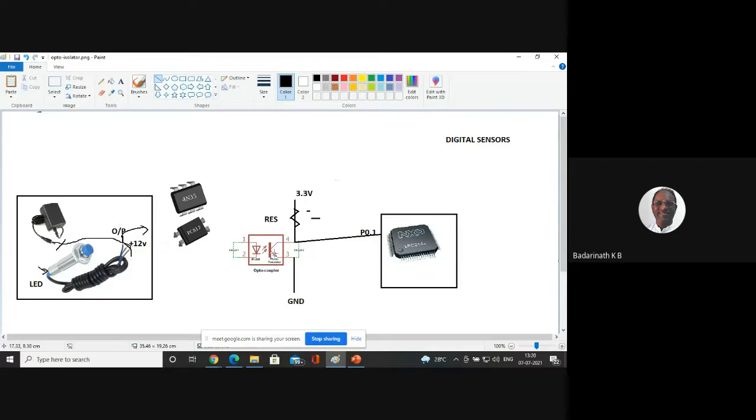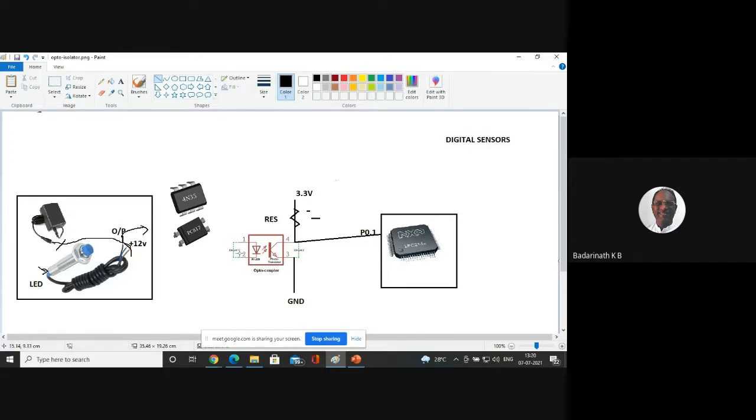Now, whenever the transistor is on, the collector and emitter get shorted, and you will get a 0 here. So by this circuit, you are able to provide the required voltage and the required current to the microcontroller, which is the first objective, and it has been satisfied.